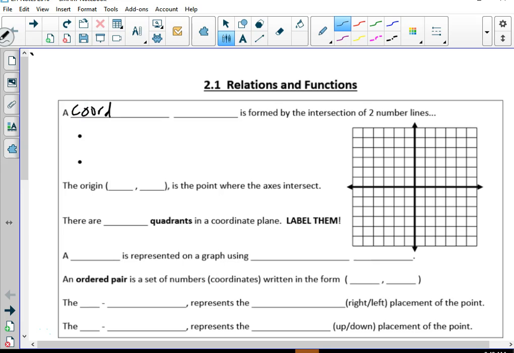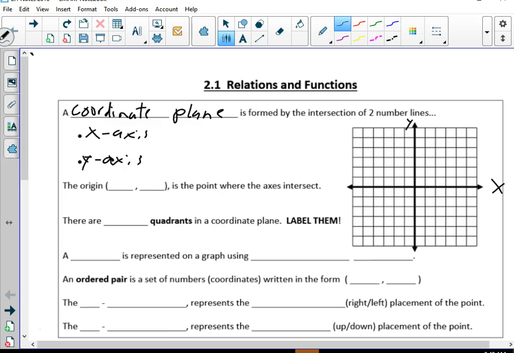This thing, this box over here, is called the coordinate plane. It's formed by the intersection of two number lines, the x-axis and the y-axis. X, Y. Okay, the x is the horizontal, the y is the vertical. You just have to know that.